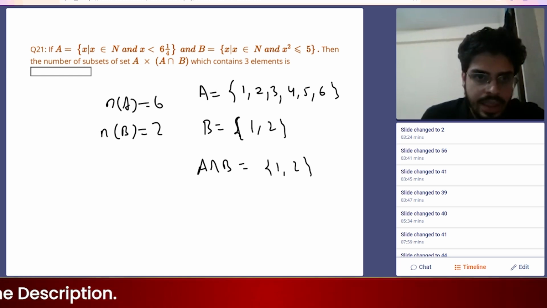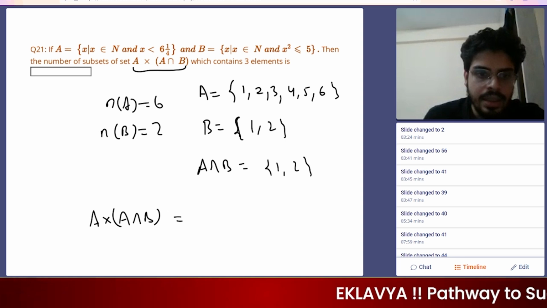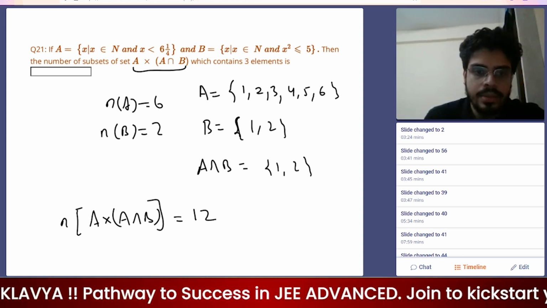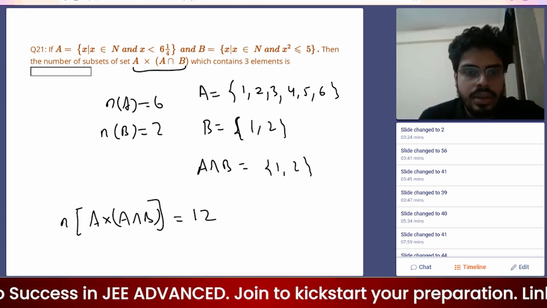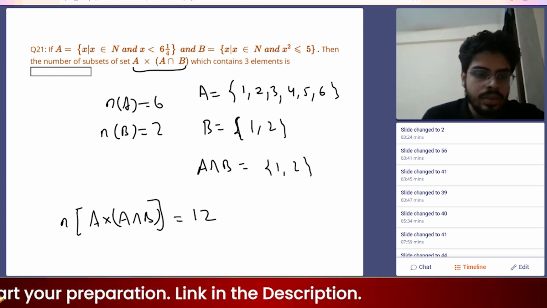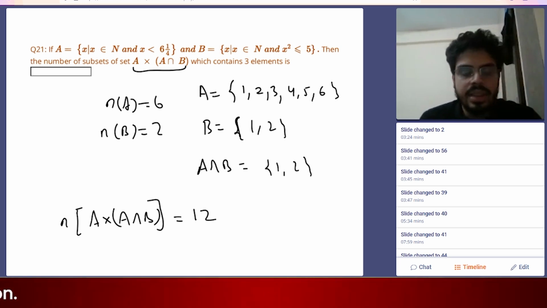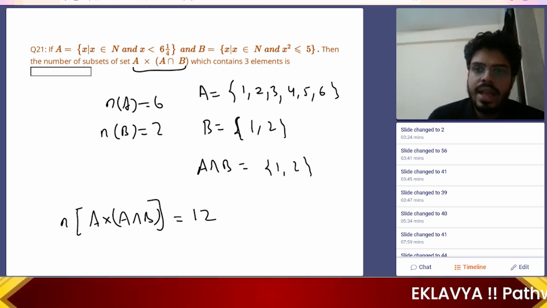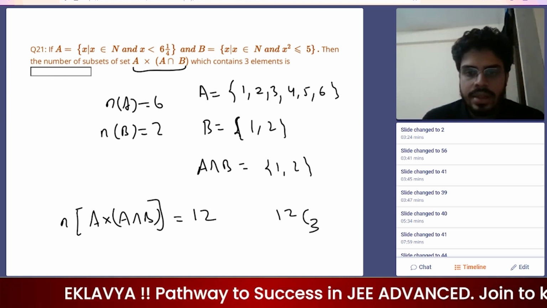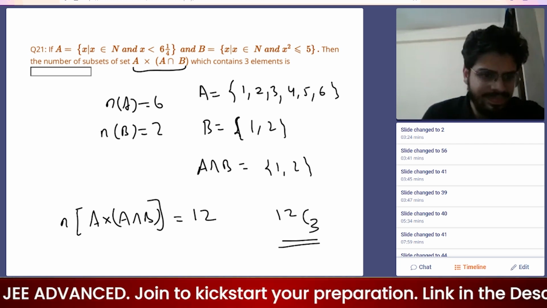So in this set A cross A intersection B, the number of elements is 12, and we have to find subsets which contain 3 elements. Okay. So firstly we have found that 12 elements are there, and we can take any 3 elements from that 12 to form a subset. So answer will be 12C3. Okay.